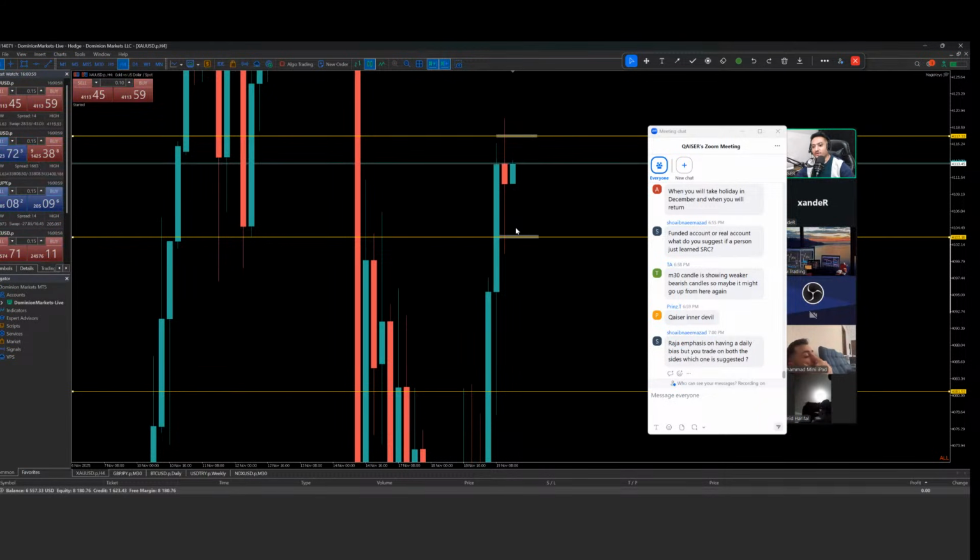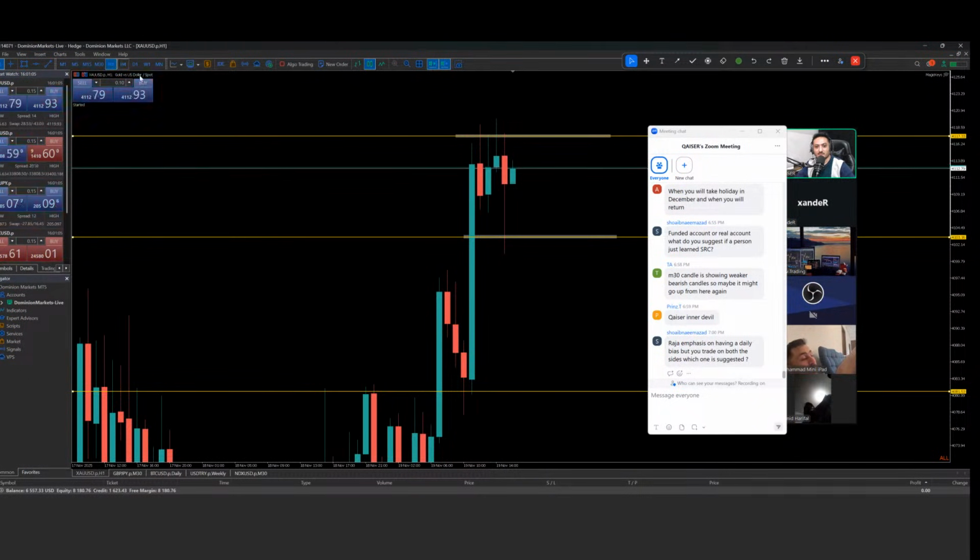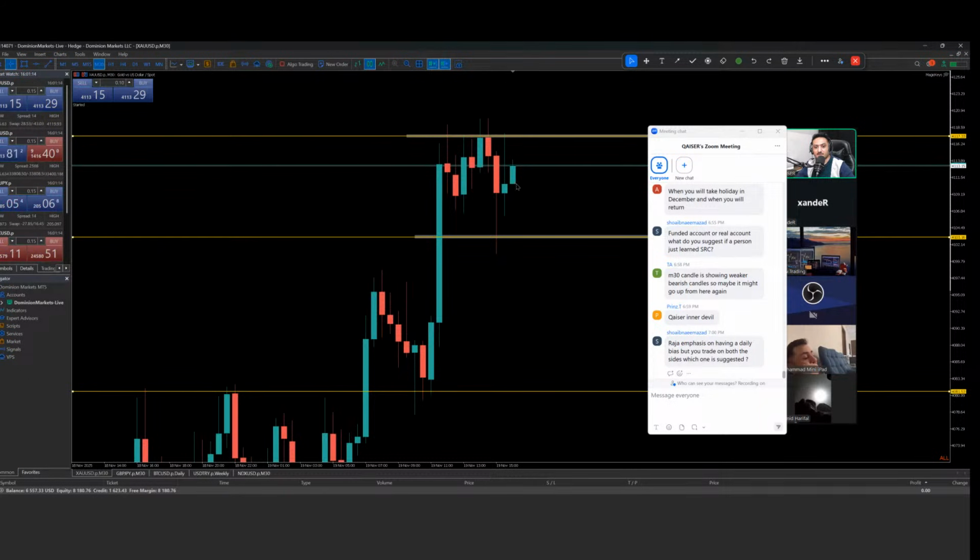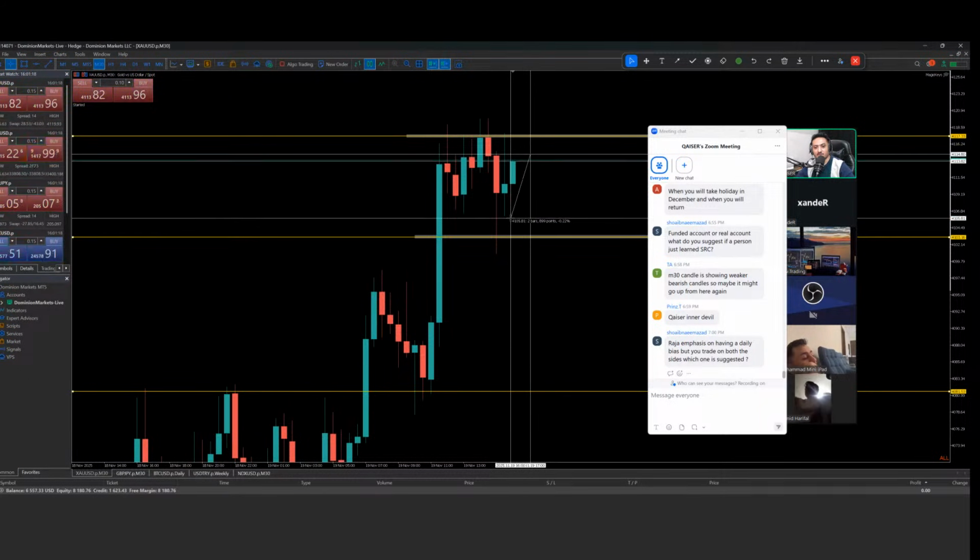M30 candles are showing weaker bearish candles, so maybe it might go up from here again. Who knows? We just need to wait for this candle to break above the 30 minutes, which is rejecting with a long rejection. Actually, H1 is rejecting with a long rejection, closing within the range. M30, this candle almost retraced 50%. If it retraces a little more, then even if it breaks the low, it doesn't make sense to take a sell here.